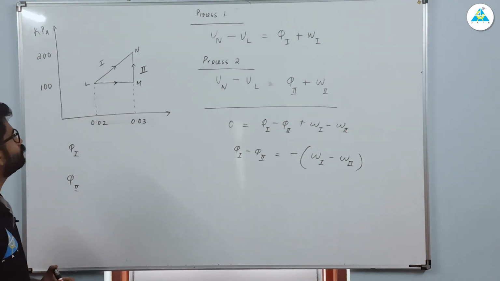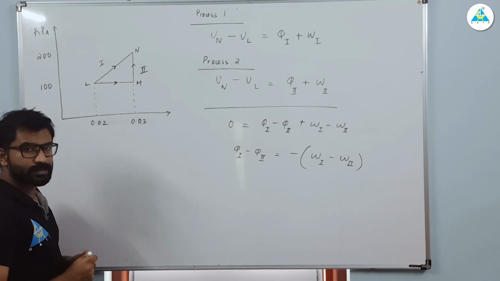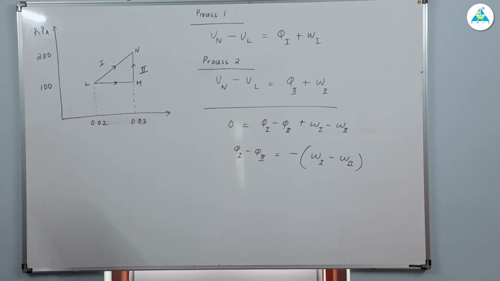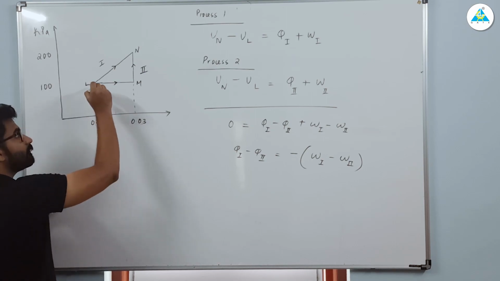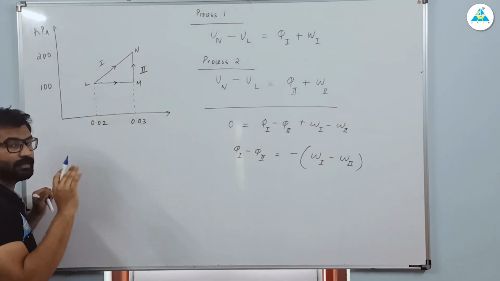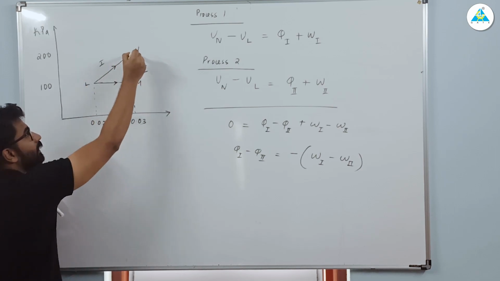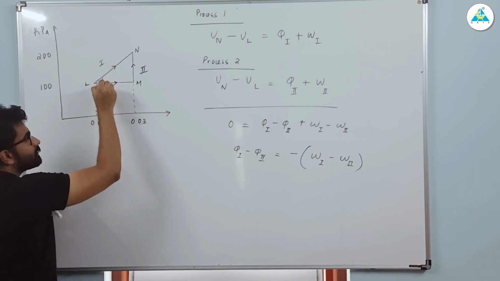Now, how to calculate W1 and W2? W1 is for the first process. So for the first process, how can we represent your work done? Your first process is LN. The area under the PV diagram gives you the closed system work. So what is the area under the LN curve? Your LN curve area is this area, this total area.